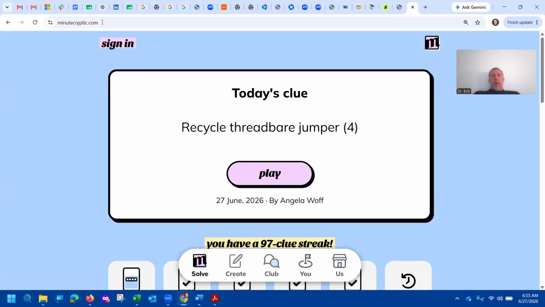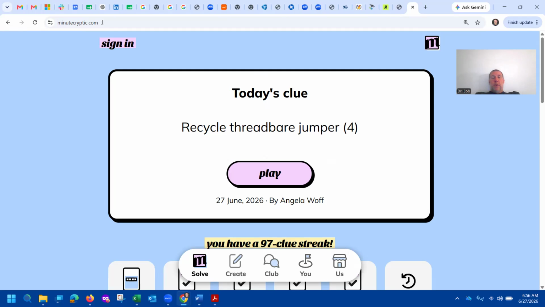Recycle threadbare jumper. So recycle would indicate normally to me an anagram indicator or maybe a reversal. Threadbare seems like a word that is probably doing more work than just one word.